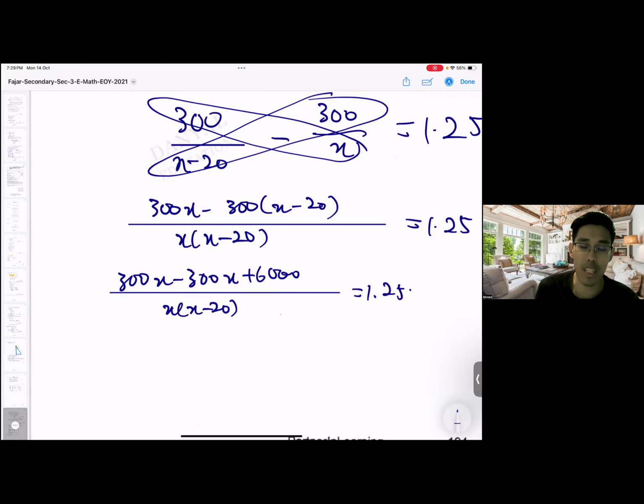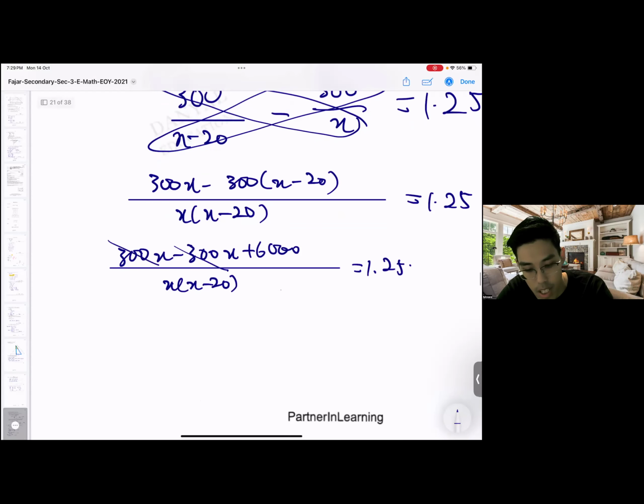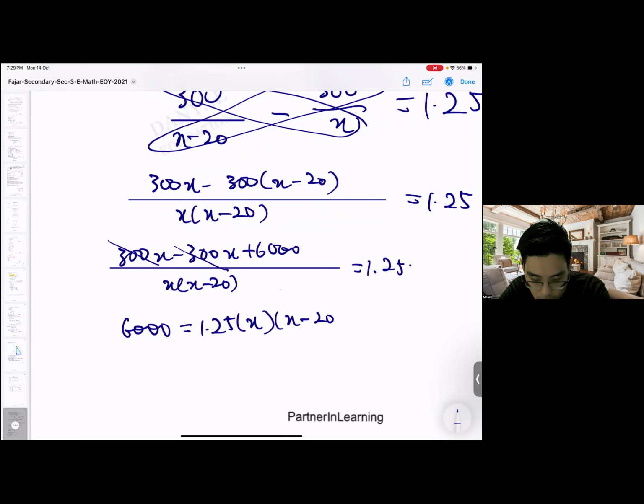Okay, so all I did here was just to expand. Okay, this algebraic fraction stuff, if you are not sure, go back to Sec 2 and revise. Sec 2 materials, you have enough materials to teach you how to do your algebraic fractions correctly. So from here, these two can cancel already. At the same time, I want to bring the denominator to my right hand side. So it'll be 6,000 equals 1.25 times (x minus 20). That's the idea. And then we can expand.